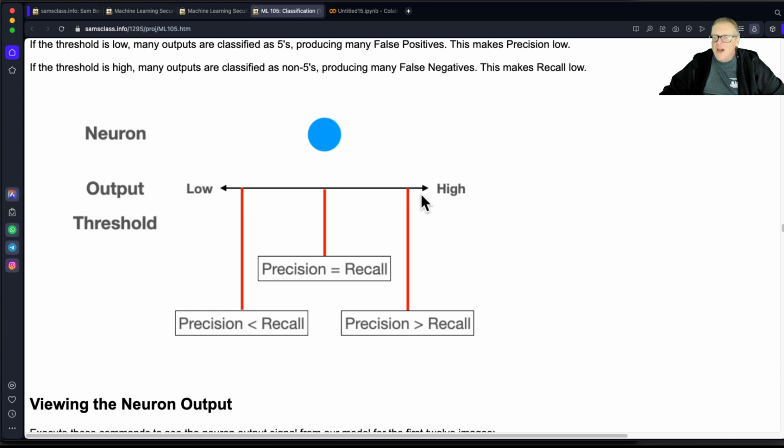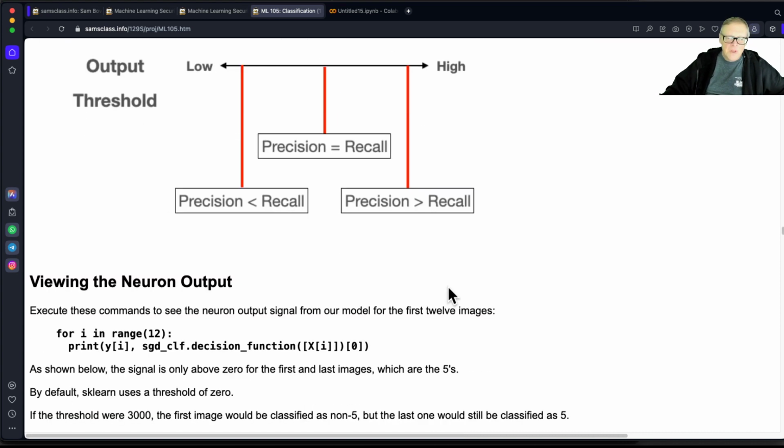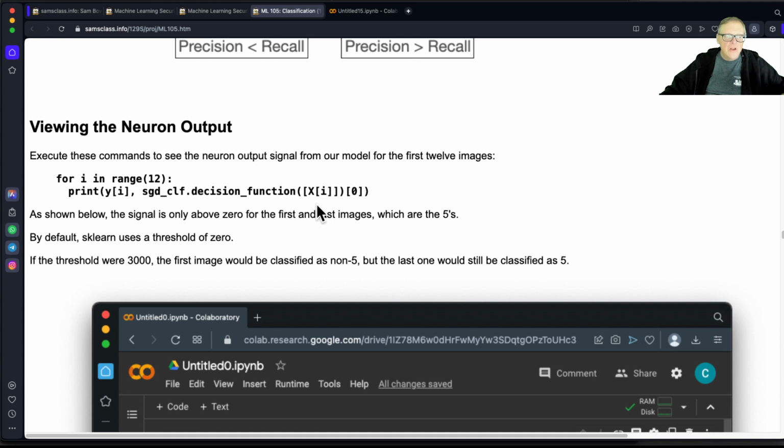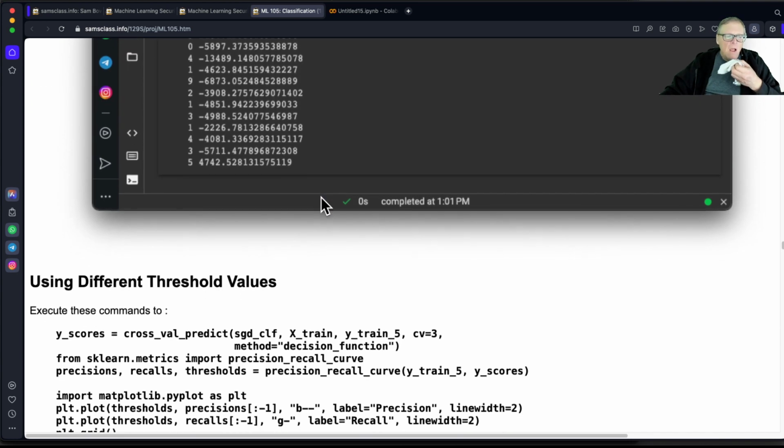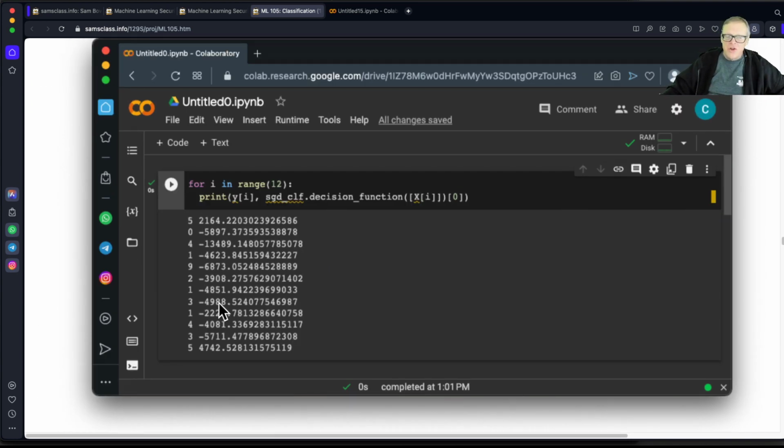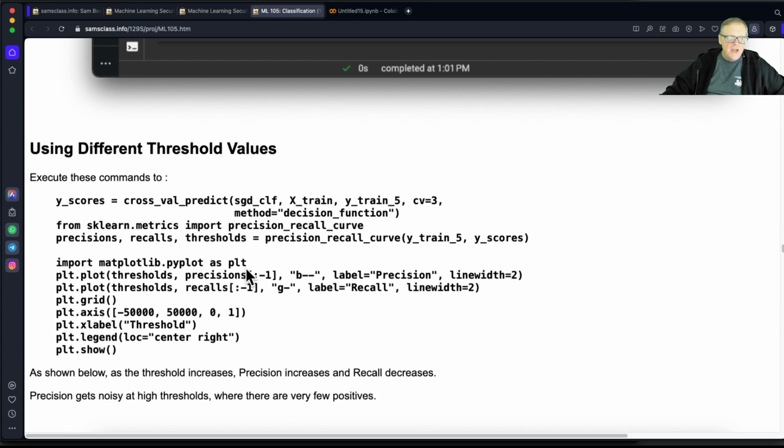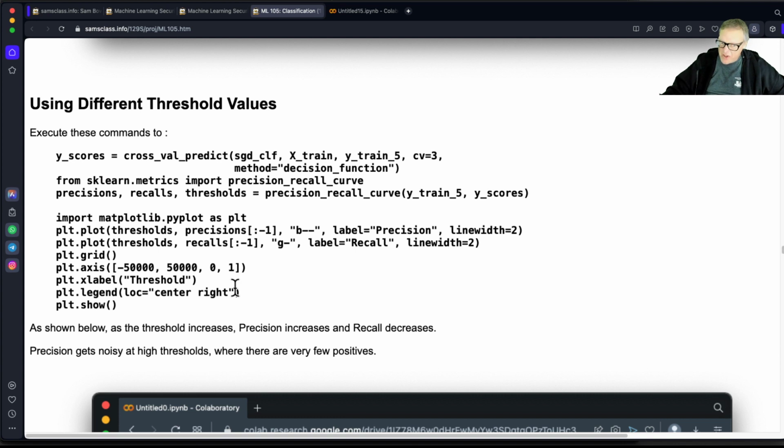Or you can go the other way, set the criterion very high, so it's only going to call it true if it's very confident that it's a 5. So you'll have less false positives, but more false negatives. So you can adjust this to meet whatever the best criteria are for your situation. And you can view the raw neuron output. And you'll see it here, just a numerical output. It might be negative and might be positive. And you can change the threshold values.